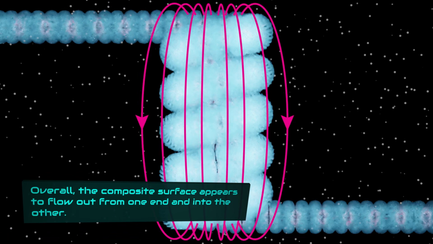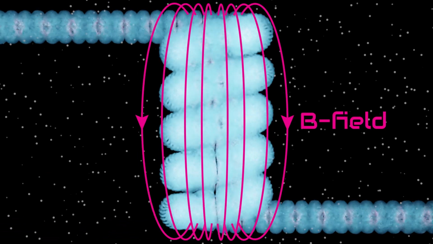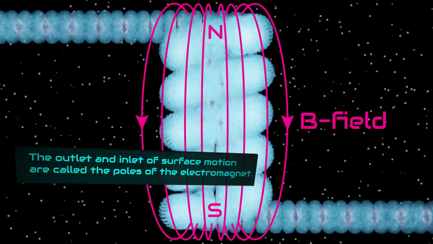Overall, the composite surface appears to flow out from one end and into the other. As with the single wire, this motion is described by the magnetic field, B. The outlet and inlet of surface motion are called the poles of the electromagnet.